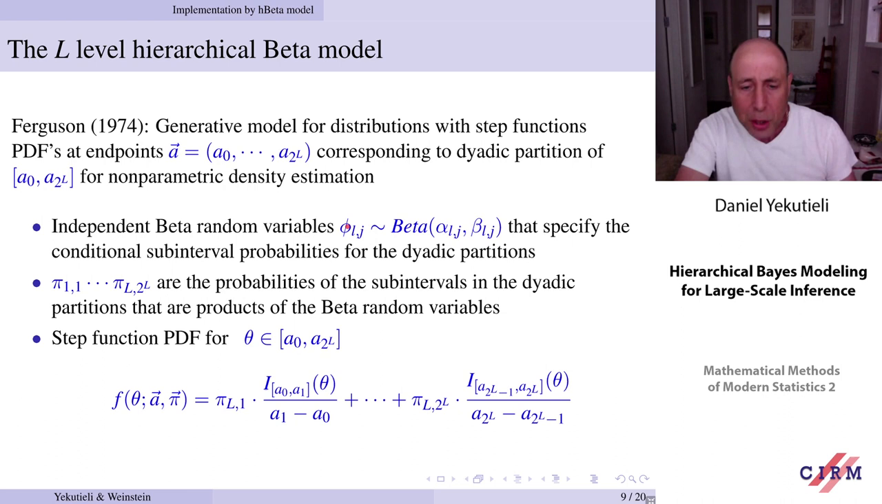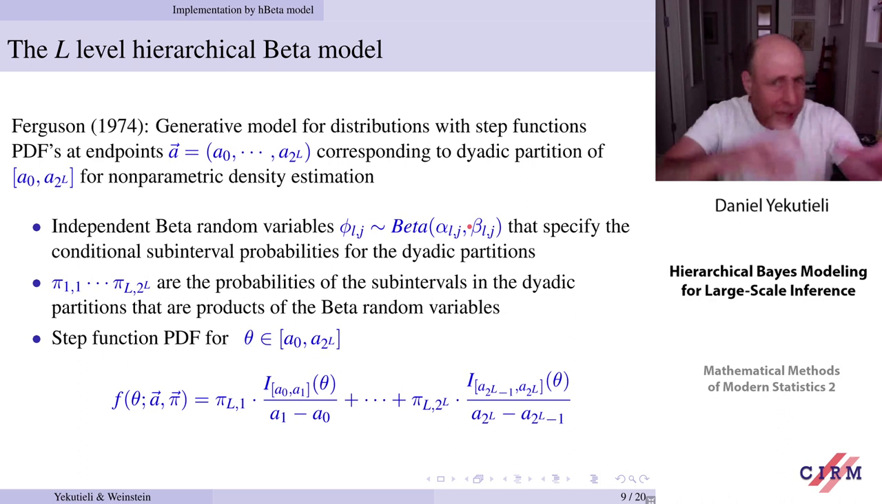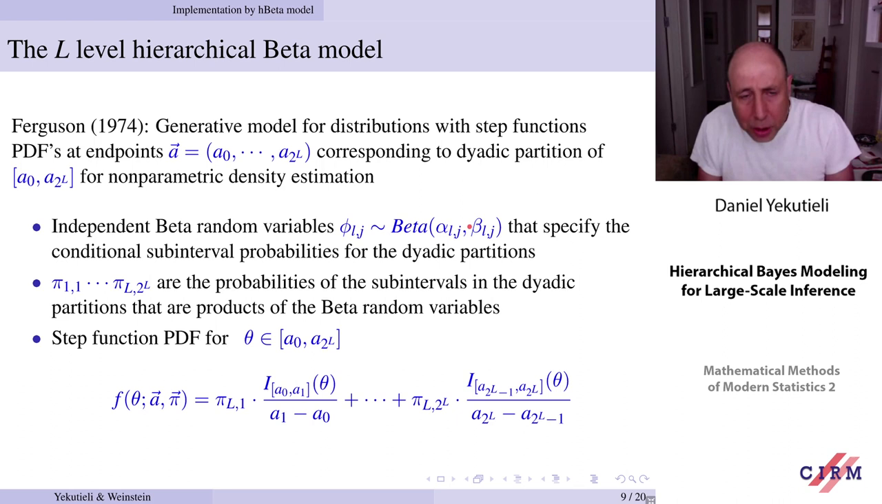The hyperparameters are these alphas and betas. We'll see that these alpha and beta parameters are conjugate priors that we update in our Gibbs sampler. But we'll begin with particular values of the beta hyperparameter, beta 1, 1, which means that for our initial structure, these phis are a priori uniform 0, 1 random variables. What we use these random variables for is to specify the conditional subinterval probabilities of these dyadic partitions. Once we have these phis, these are the subinterval probabilities. Once we want the interval probability, we just take products of these.